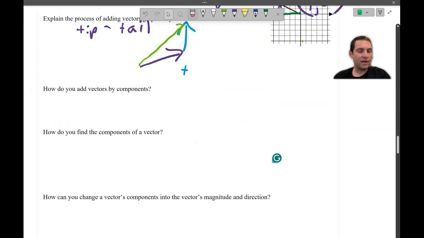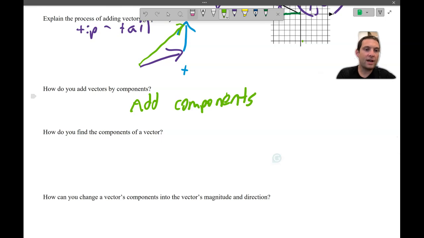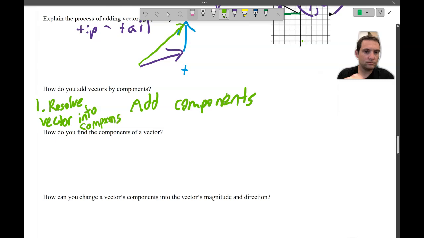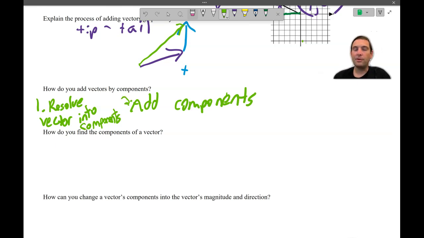How do you add vectors by components? Add components. It's not really that simple. First, we have to resolve the vector into components. Then we can add the components. Remember i hat, j hat, k hat for AP Physics C, or x, y for AP Physics 1.